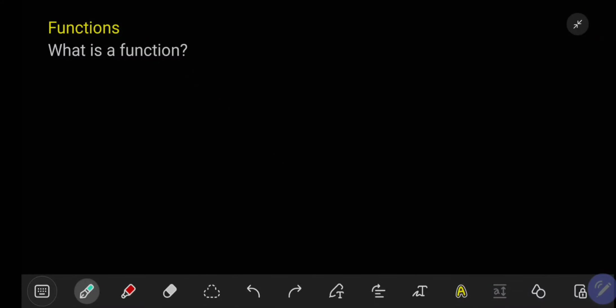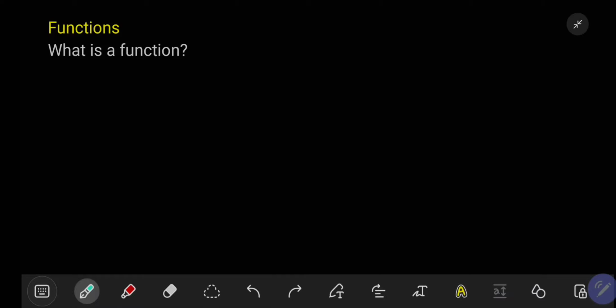In today's lesson, I want us to check the concept of functions. You've been doing functions from your previous grades. You know different types of functions. You know different types of graphs. But the big question today is: what exactly is a function?